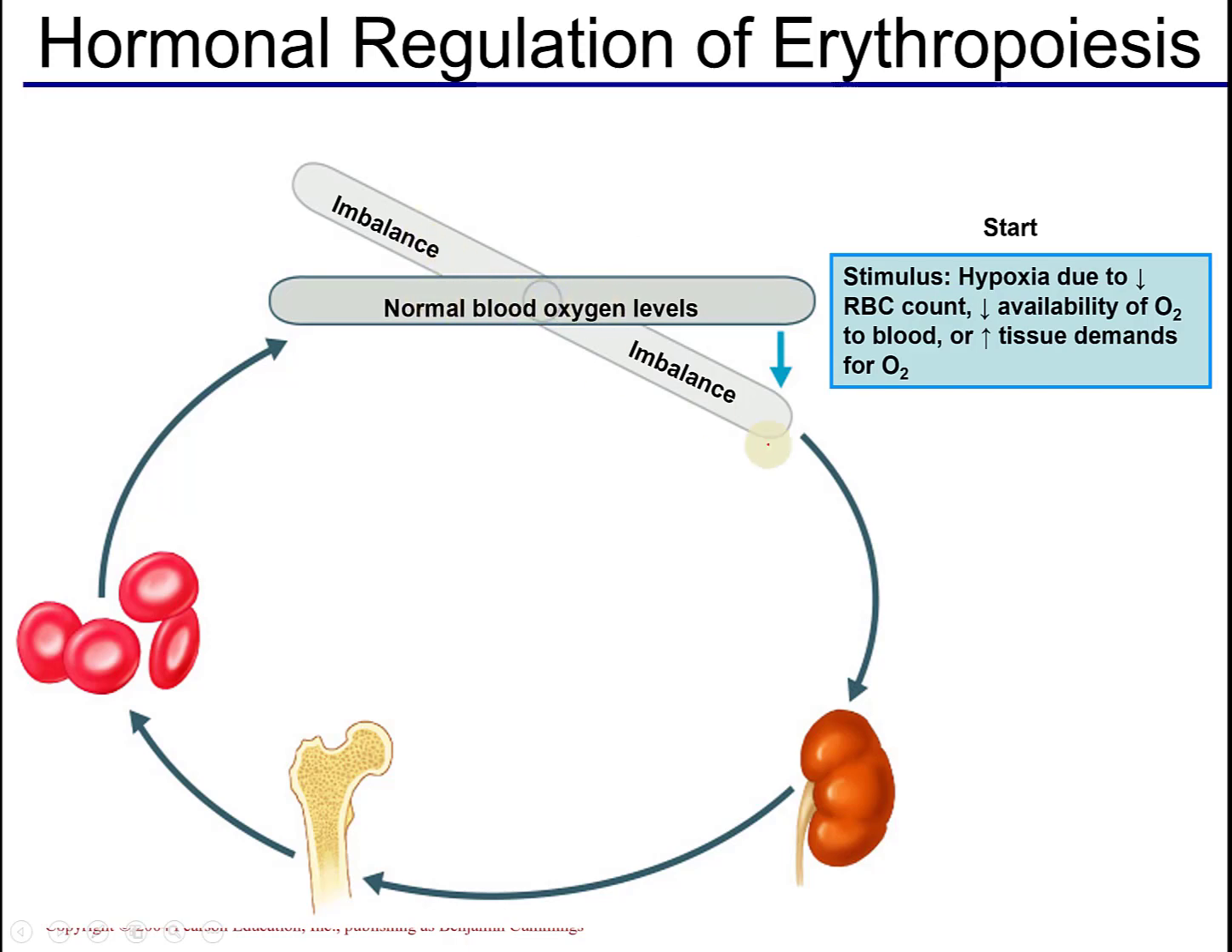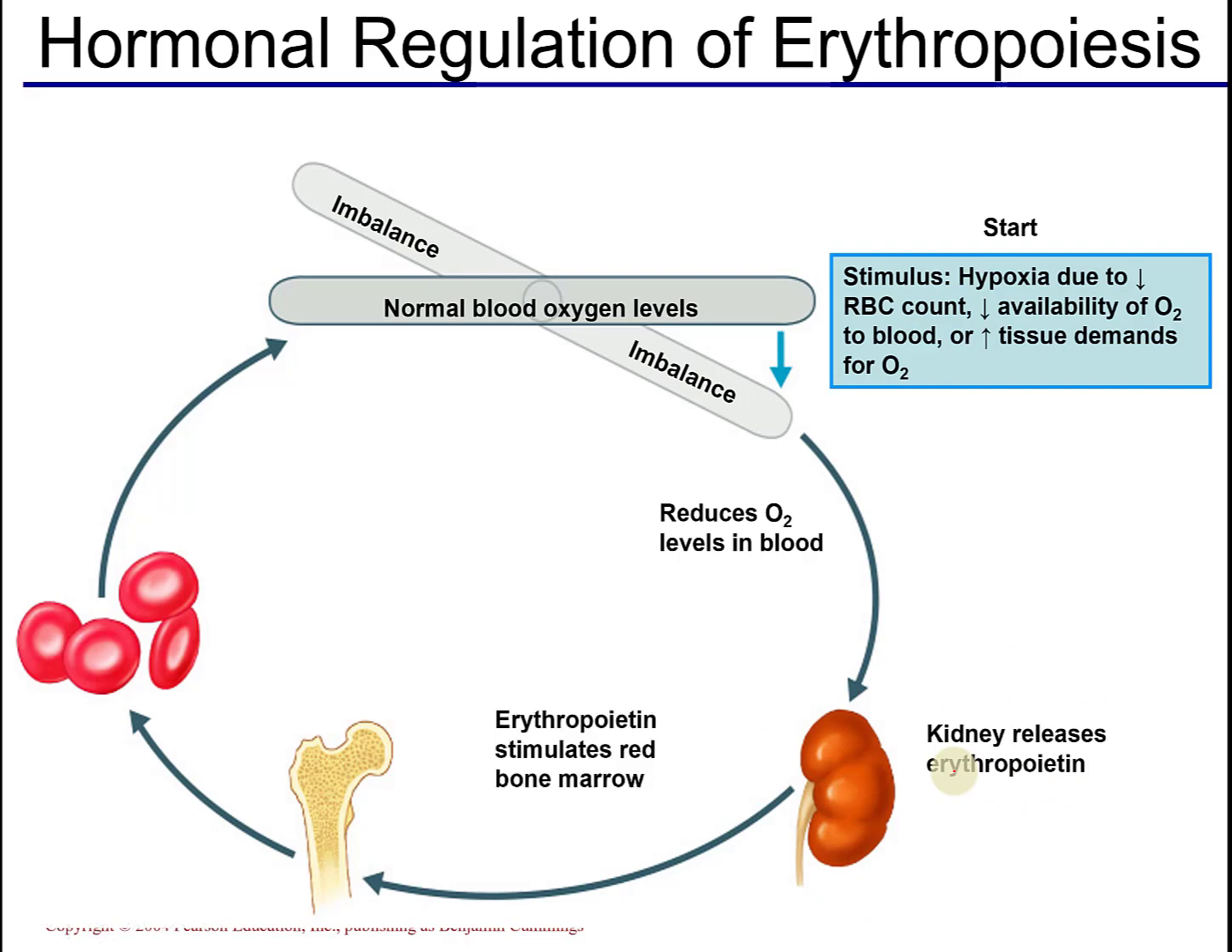So the trigger for the release of this hormone, for this whole process here, is the oxygen levels in the blood. If the oxygen levels in the blood are too low to meet the tissue demands, then you're out of homeostasis. And as this blood travels through the kidney, it is going to release a hormone called erythropoietin. Now, the kidney is not an endocrine gland, but it does have endocrine tissue.